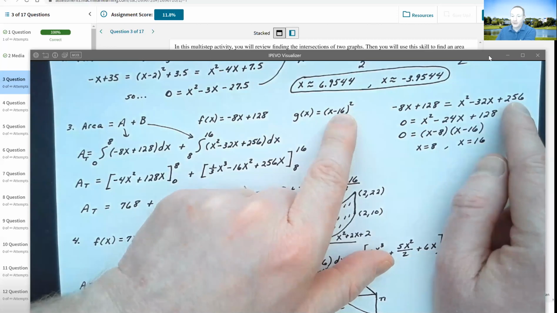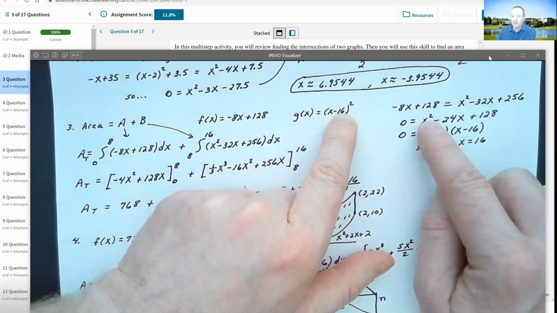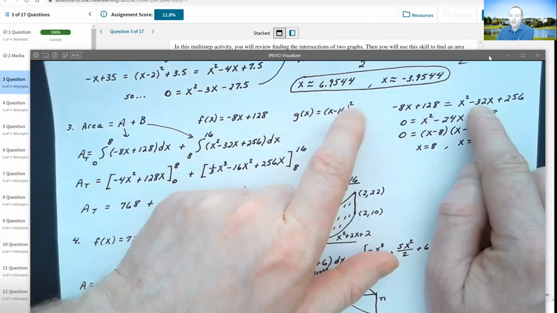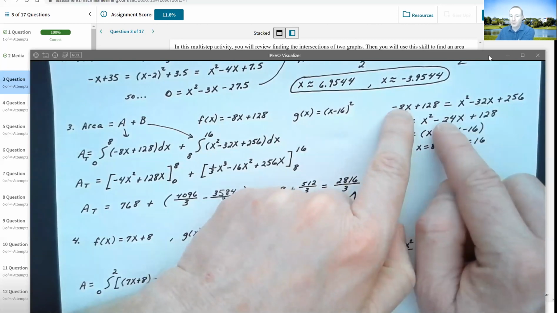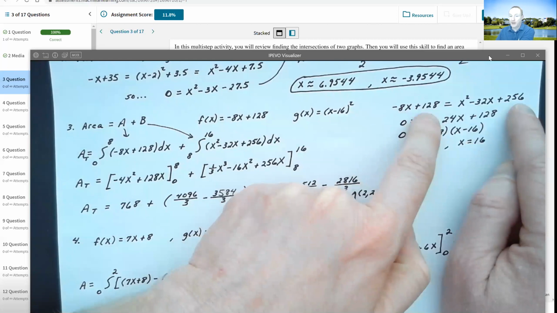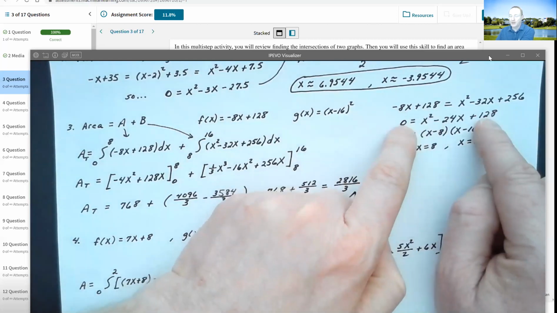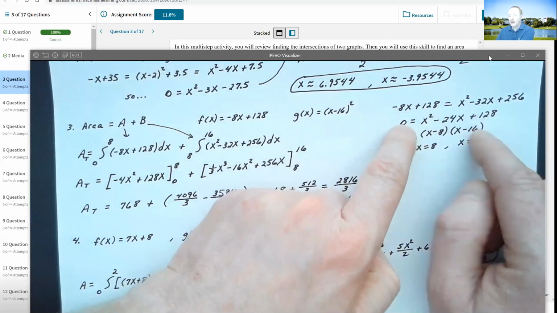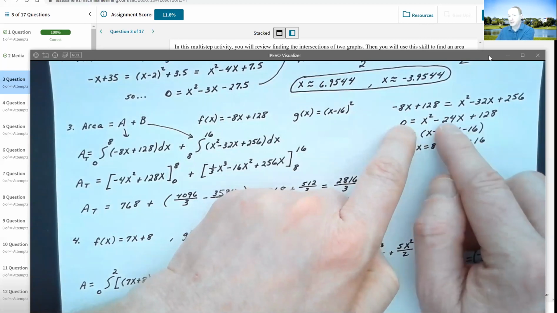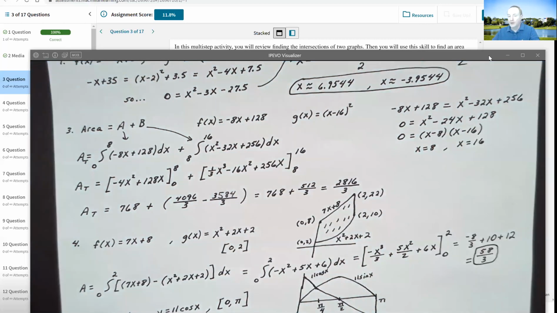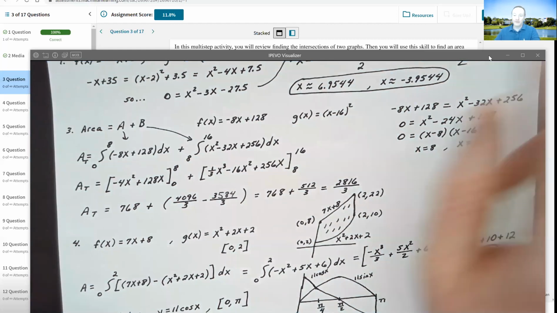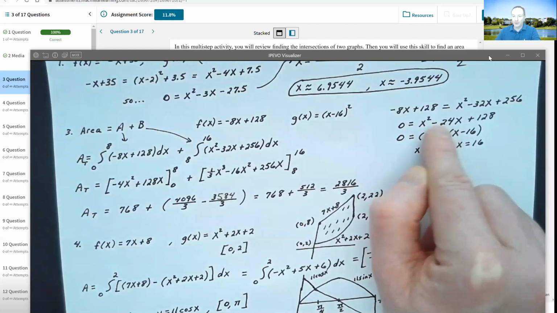Now I got everything on the right-hand side, so I kept the x squared over there. Minus 32x plus 8x gave me minus 24x. 256 minus 128 gave me 128. I set that equal to 0. I found factors of 128 that sum to negative 24, and I found 16 and 8. I know 8 times 16 is 128. A negative 8 times a negative 16 is 128. But more importantly, a negative 8 plus a negative 16 sums to give me my negative 24 in the middle.